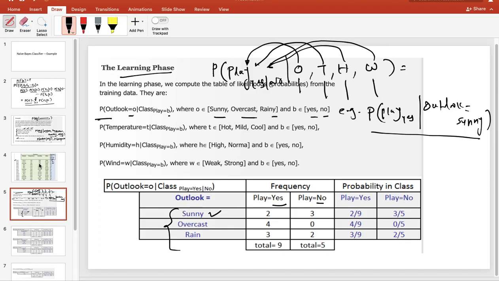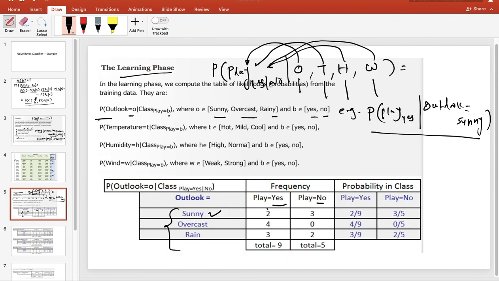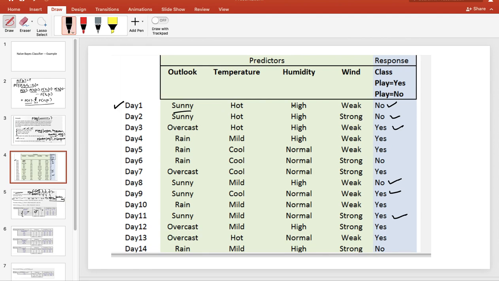So that can be computed from this table. You see, when the outlook is sunny, we did not play here. When the outlook is sunny, we did not play. Now let's see here, when the outlook is sunny, again here we did not play. Now the outlook is sunny here and we played once. Outlook is sunny, we played twice, right? That means we played twice when the outlook is sunny. And how many times did we not play when the outlook is sunny? Again you can see we did not play 3 times.